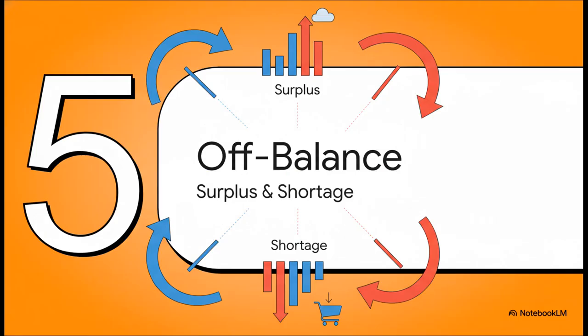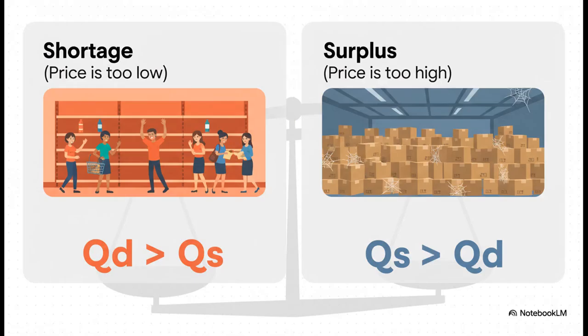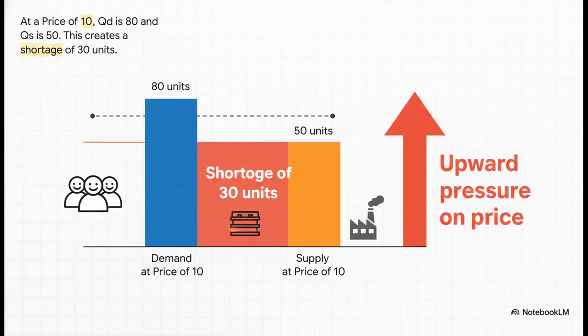So knowing the balance point is huge, but it's almost more interesting to see what happens when the price is not at that magic number. This is where we can actually see the market forces at work, always trying to push the price back towards equilibrium. And it all boils down to this. If the price is too low, everybody wants to buy the item, but sellers aren't making enough of it. That creates a shortage. On the flip side, if the price is too high, sellers have tons of stuff sitting on shelves, but not enough people are buying. That's a surplus.